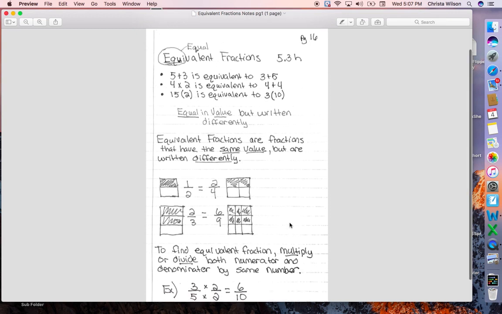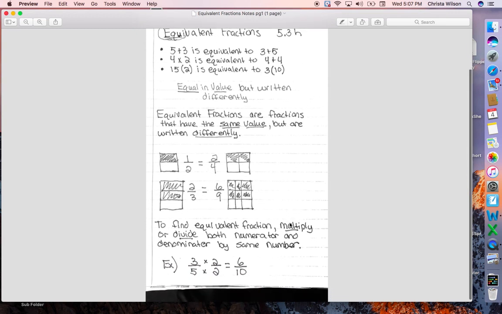How do we find equivalent fractions? To find equivalent fractions, you can multiply or divide both numerator and denominator by the same number. Okay, remember, I'm always saying math is about balance. So whatever you do to one side, you have to do to the other.